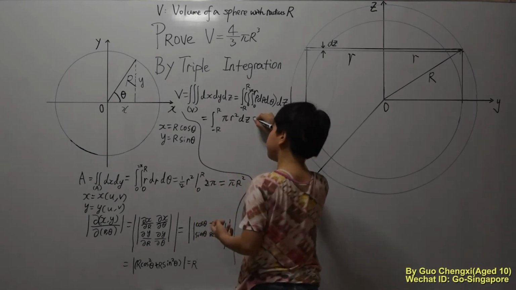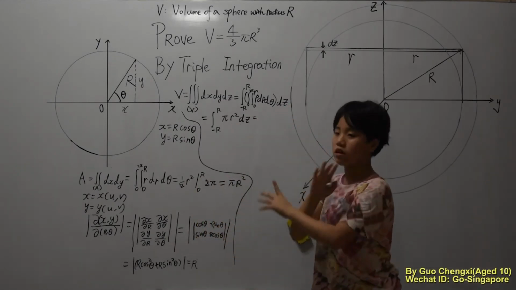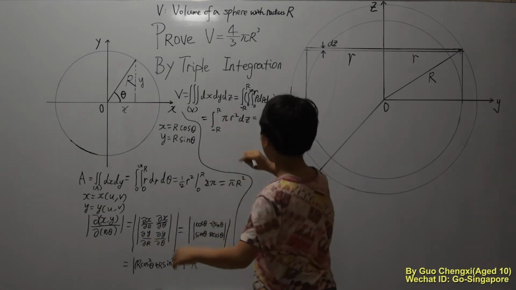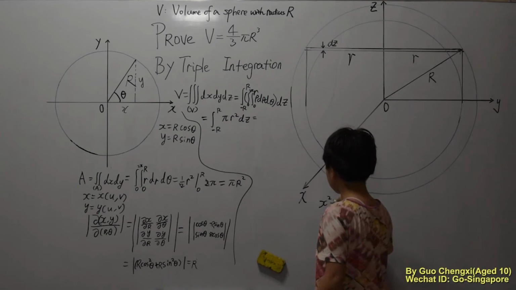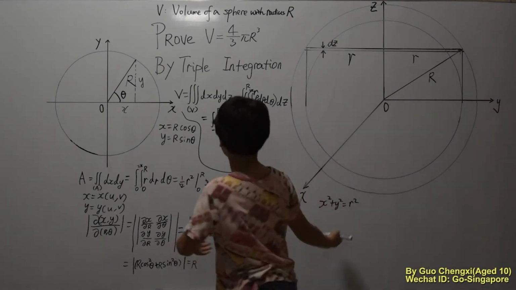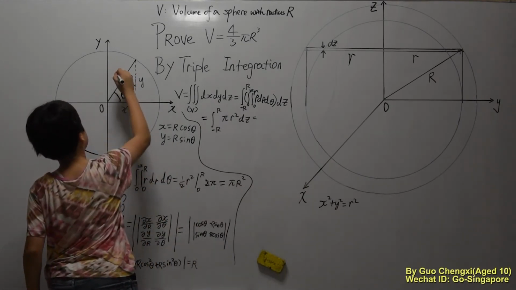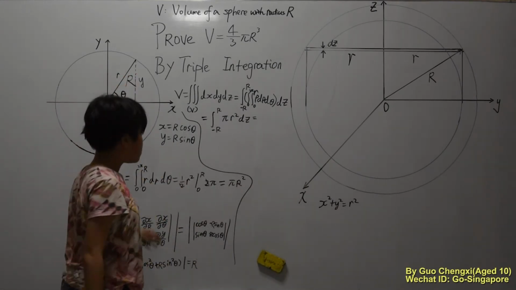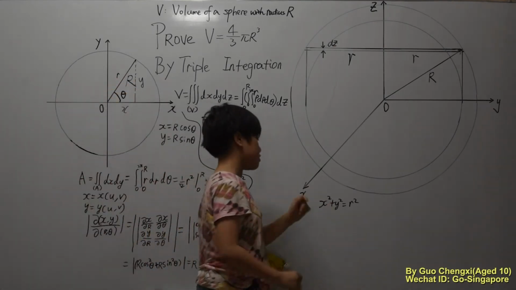But wait a second, how are these two related? Does it mean that this side is wrong? No, it is correct. Let's see why. Over here, x squared plus y squared is equal to r squared. This small r, because this capital R is actually the small r, okay? So over here, these two Pythagoras theorem become like this.